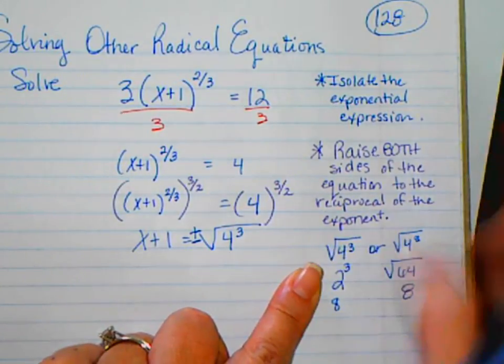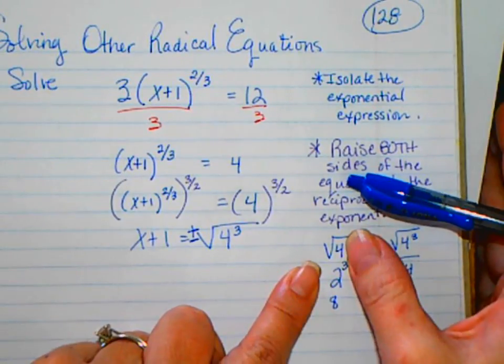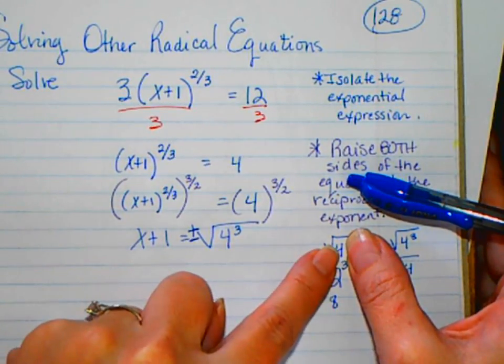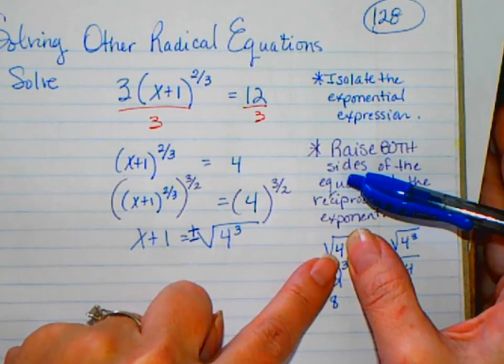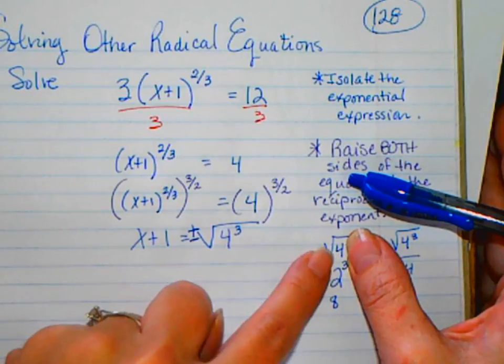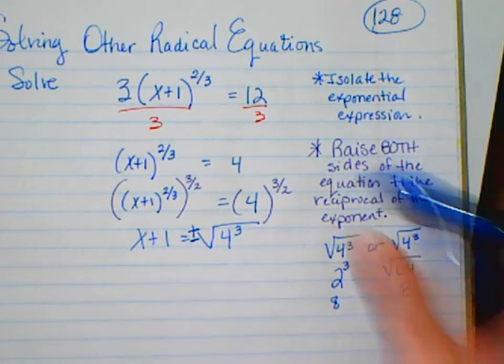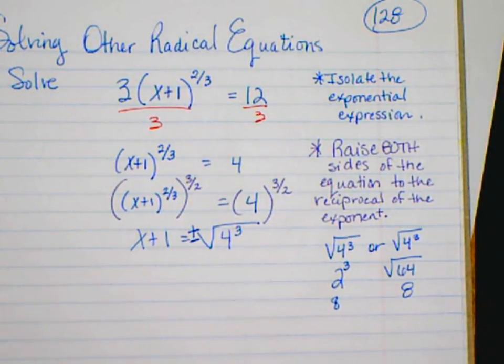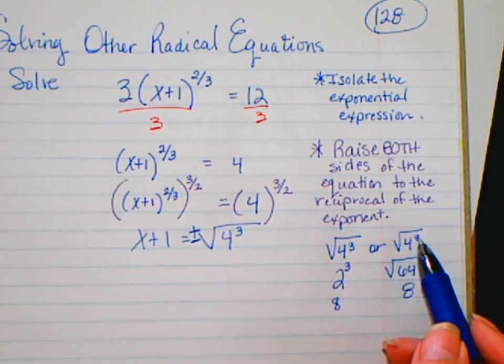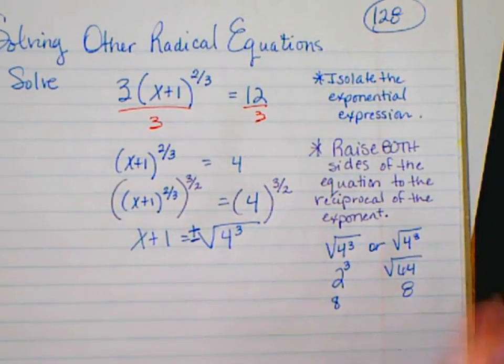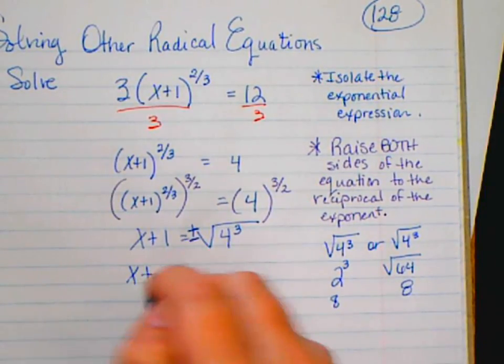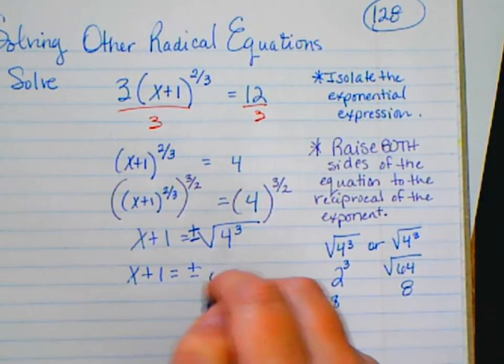Personally, I like my left side better as long as that base, if I can take the square root of 4, I do. If that was like the square root of 5, well, I can't take the square root of 5. Well, I can with a decimal, right? But if I can take the square root easily, then I do that, and then I wait to do the exponent. Because sometimes if you do the exponent first, you're going to get a really big number. So up to you, but they both work out the same. So now I have x plus 1 equals positive or negative 8.